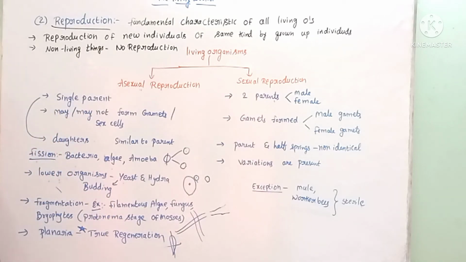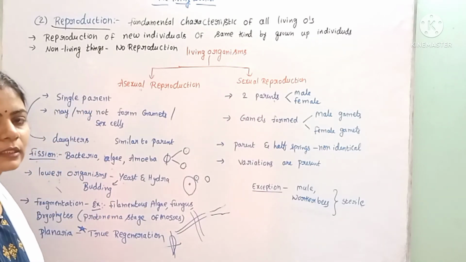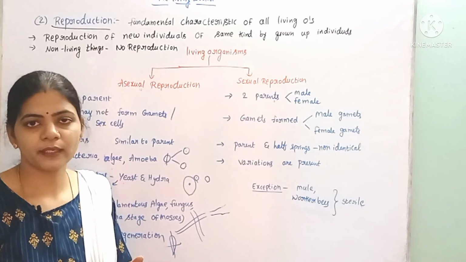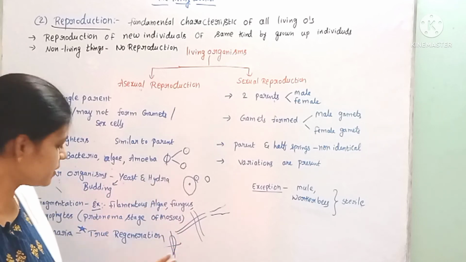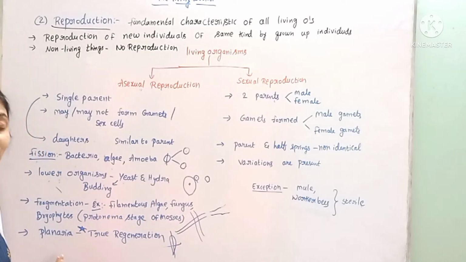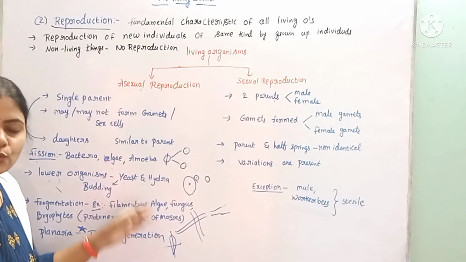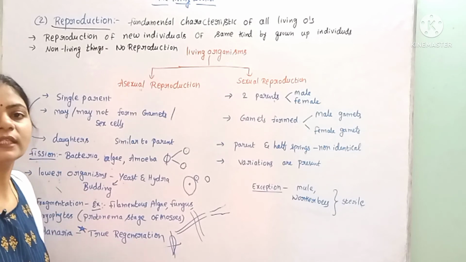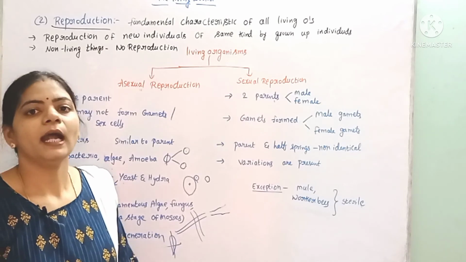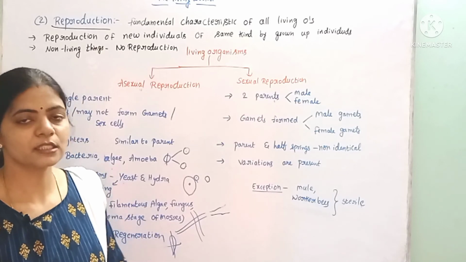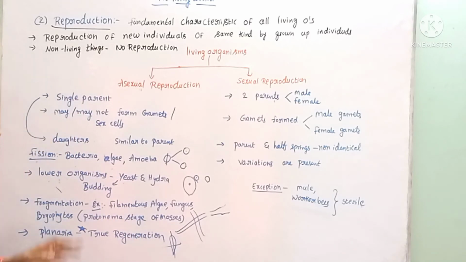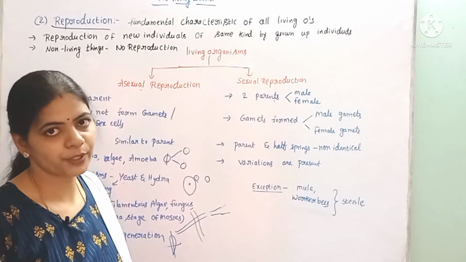And the next one, true regeneration. Regeneration means, if any part is broken from the body, the remaining part of the organism regrows what was lost. True regeneration is seen in planaria. In planaria, when the animal is cut transversely or vertically, the missing part is produced from the cut part. That is called true regeneration. So this is about the types of reproduction.